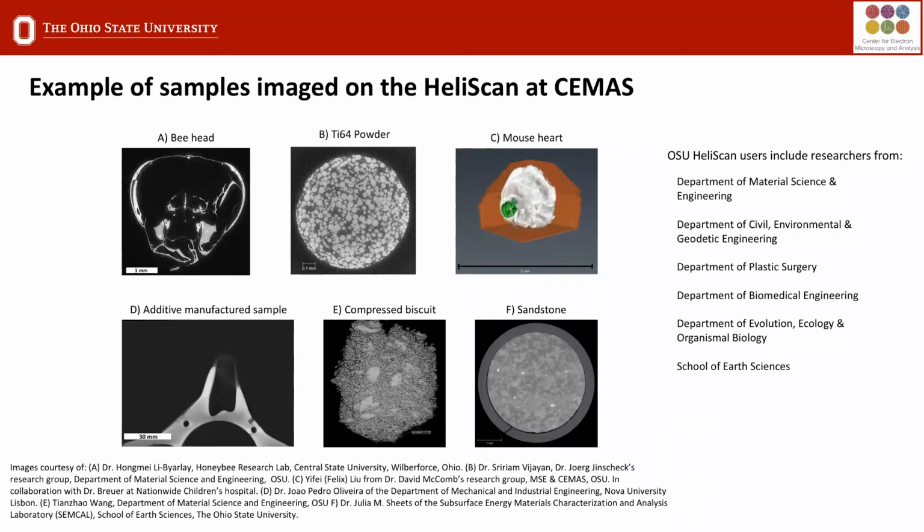Samples A, B, D, E and F are 2D slices from tomograms. You can see a bee's head, a slice from some titanium 6-4 powder, a slice from an additive manufactured sample, a piece of food biscuit which has been compressed, and a piece of sandstone. The mouse heart in image C shows a 3D volume rendering. The pulmonary valve is highlighted in green. The rest of the mouse heart is the gray-white color, and the resin block it's mounted in is the brown color.